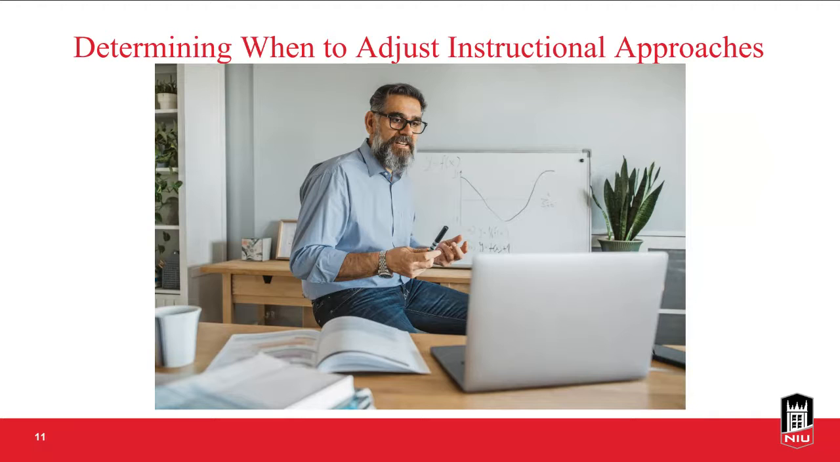So to decide when we need to adjust our instructional approaches, we need to be assessing student learning every step of the way. As I mentioned, both through formative assessments, those smaller, informal assessments, and then summative or formal assessment as well. And we want to be making adjustments or tweaks to our instructional approaches whenever we see that students aren't progressing, or maybe aren't making as much progress as we want them to, towards the learning goals that we've set.